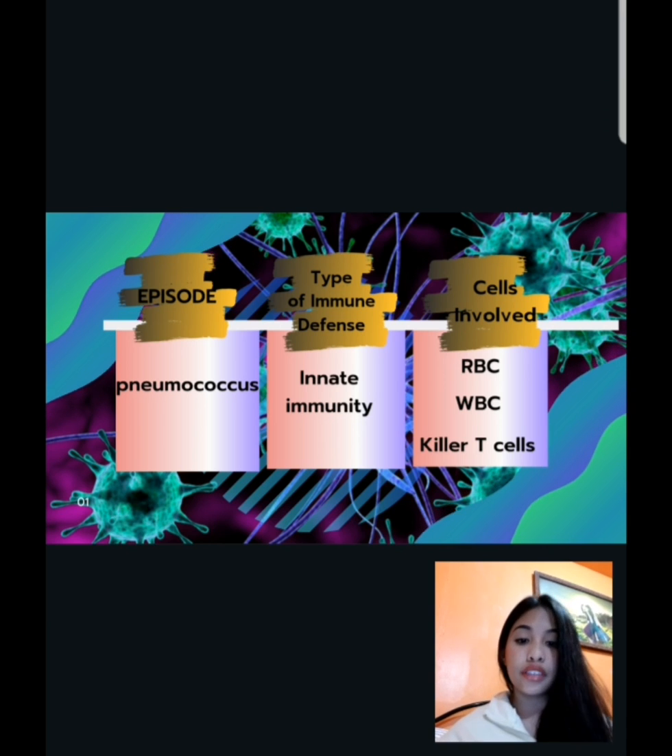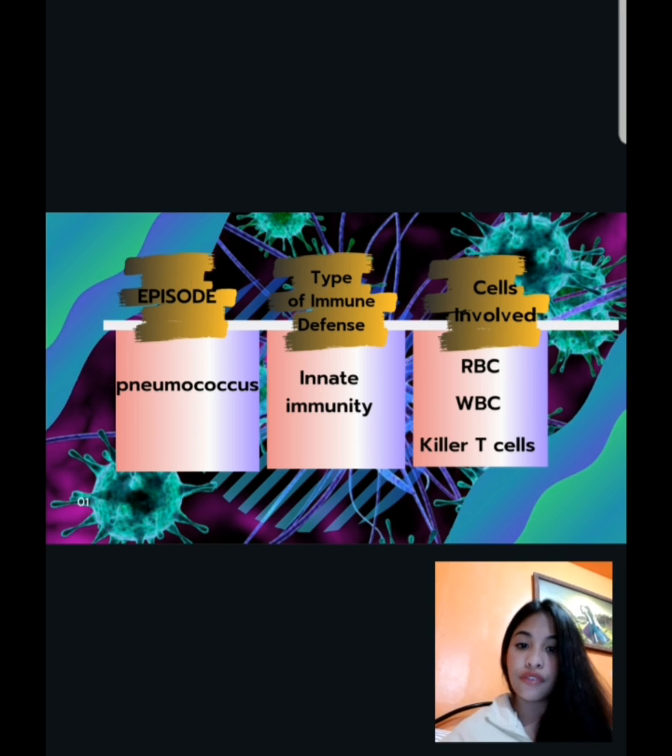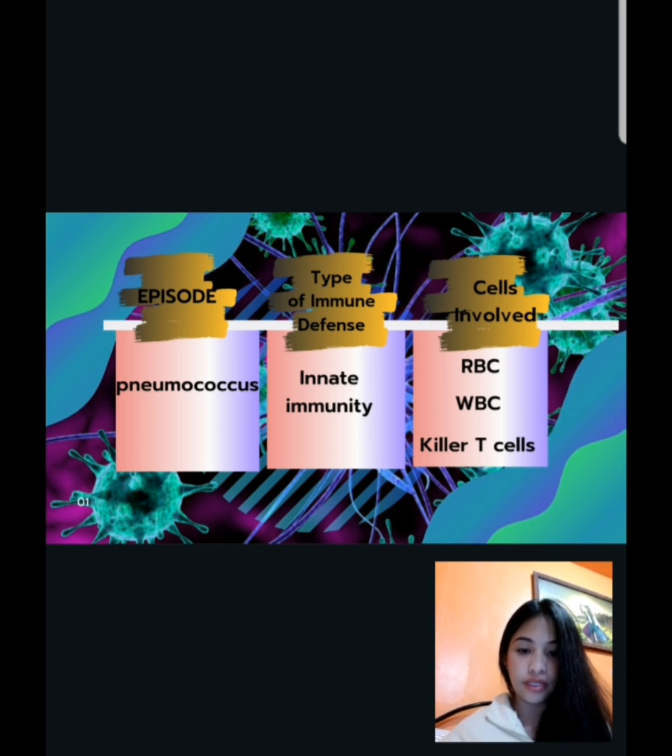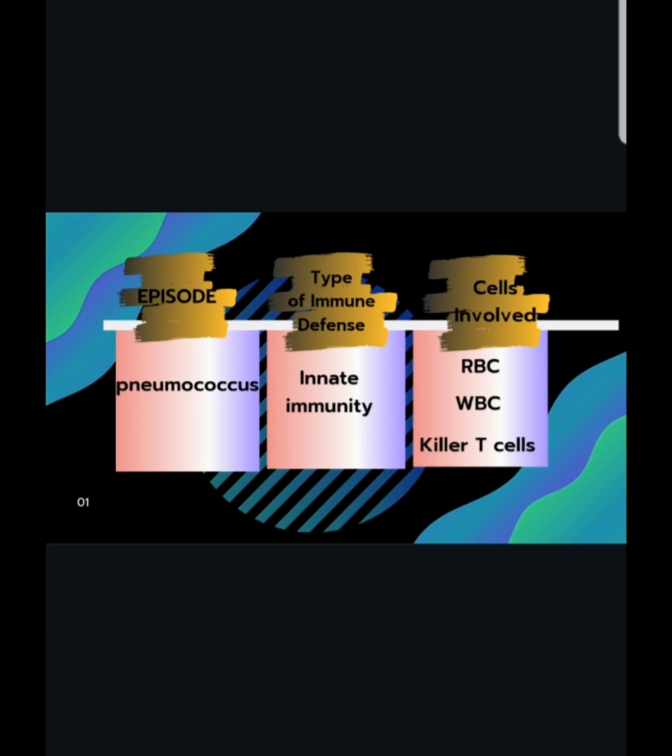Now we'll be talking about the different episodes with their type of immune defenses and the cells involved in each type with their specific functions. First episode is pneumococcus. The type of immune defense is innate immunity, and the cells involved are red blood cells, white blood cells, and killer T cells.